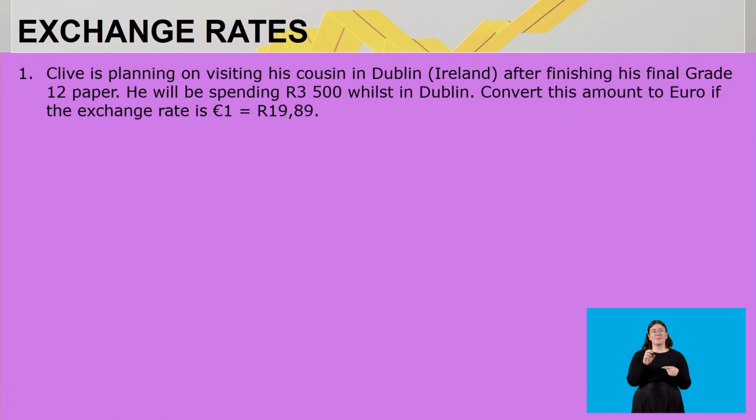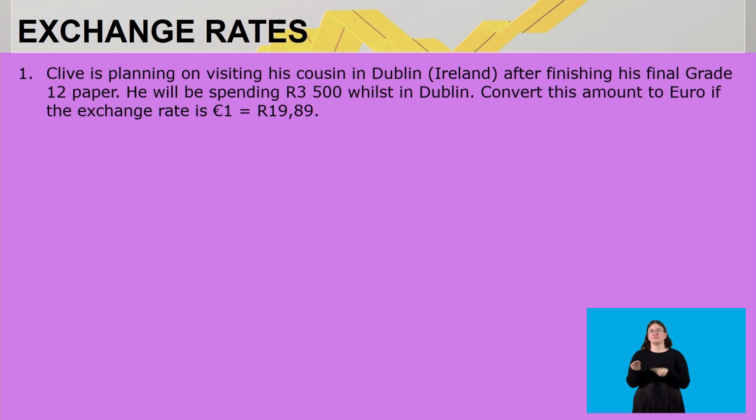Let us now focus on exchange rates. Okay, so the first question here, I said, Clive is planning on visiting his cousin in Dublin, that is in Ireland, after finishing his final grade 12 paper. He will be spending 3,500 rand whilst in Dublin. Convert this amount to euro if the exchange rate is 1 euro equals 19 rand and 89 cents.